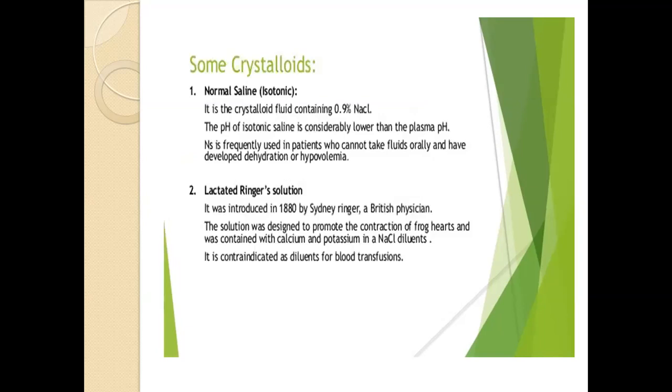Some crystalloids. Normal saline is isotonic. It is a crystalloid fluid containing 0.9% sodium chloride. The pH of isotonic saline is considerably lower than the plasma pH. Normal saline is frequently used in patients who cannot take fluid orally and have developed dehydration or hypovolemia.